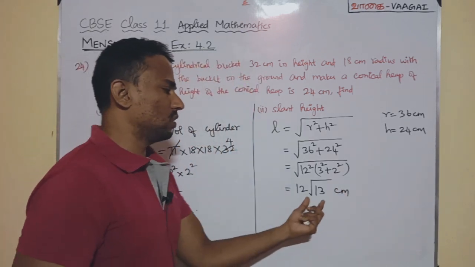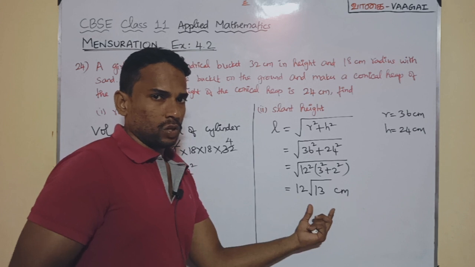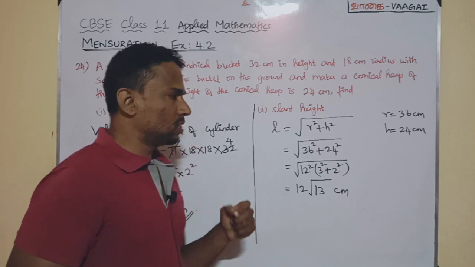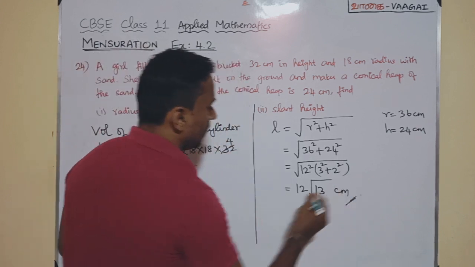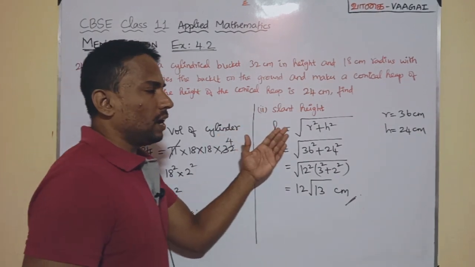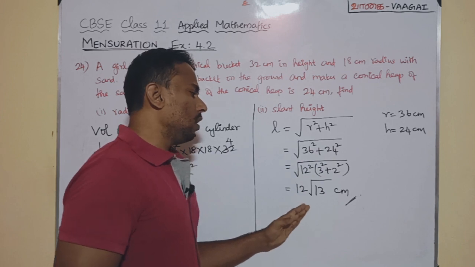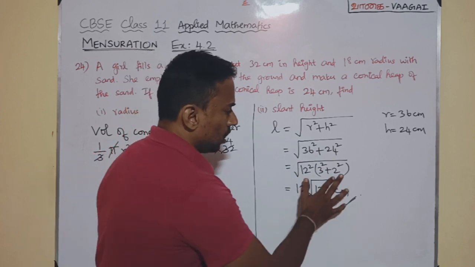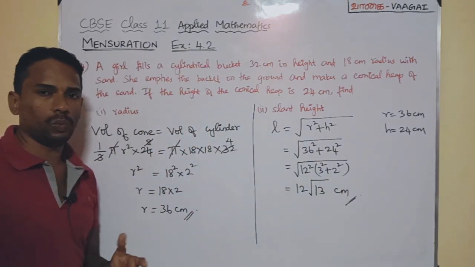Okay, yes, because we cannot further simplify this. So it will come in decimals. So we will leave it as it is. So that means these are the answers. So the radius of the conical portion is going to be 36 centimeter. Slant height of the cone is going to be 12 root 13 centimeters. So these are going to be the answers for your question number 24.